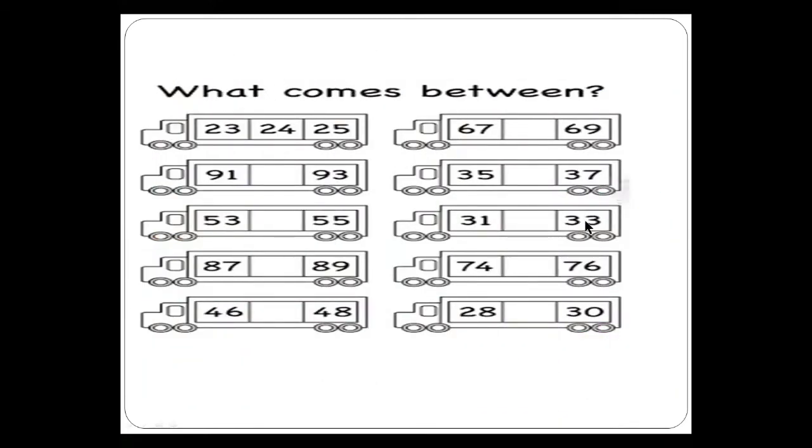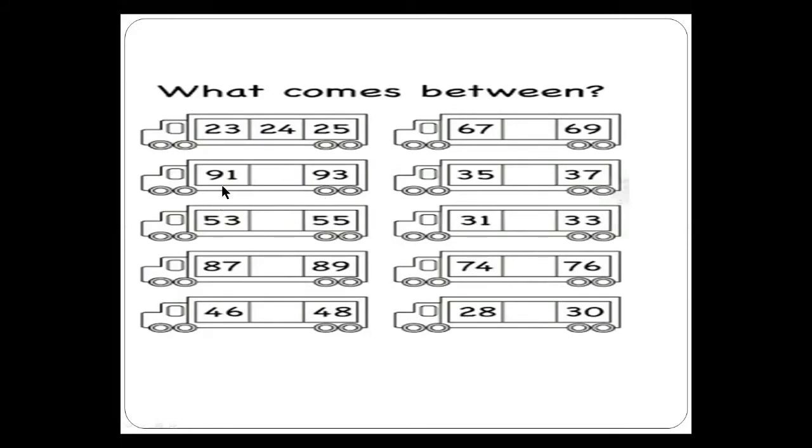Here we are going to learn a new thing, what comes between. Between means center. Between means it's in the center. So an example is given to us: 23, 24 and 25. Which number is in the center? 24 is in the center. Now we have to put the numbers in each box in the center of the numbers.